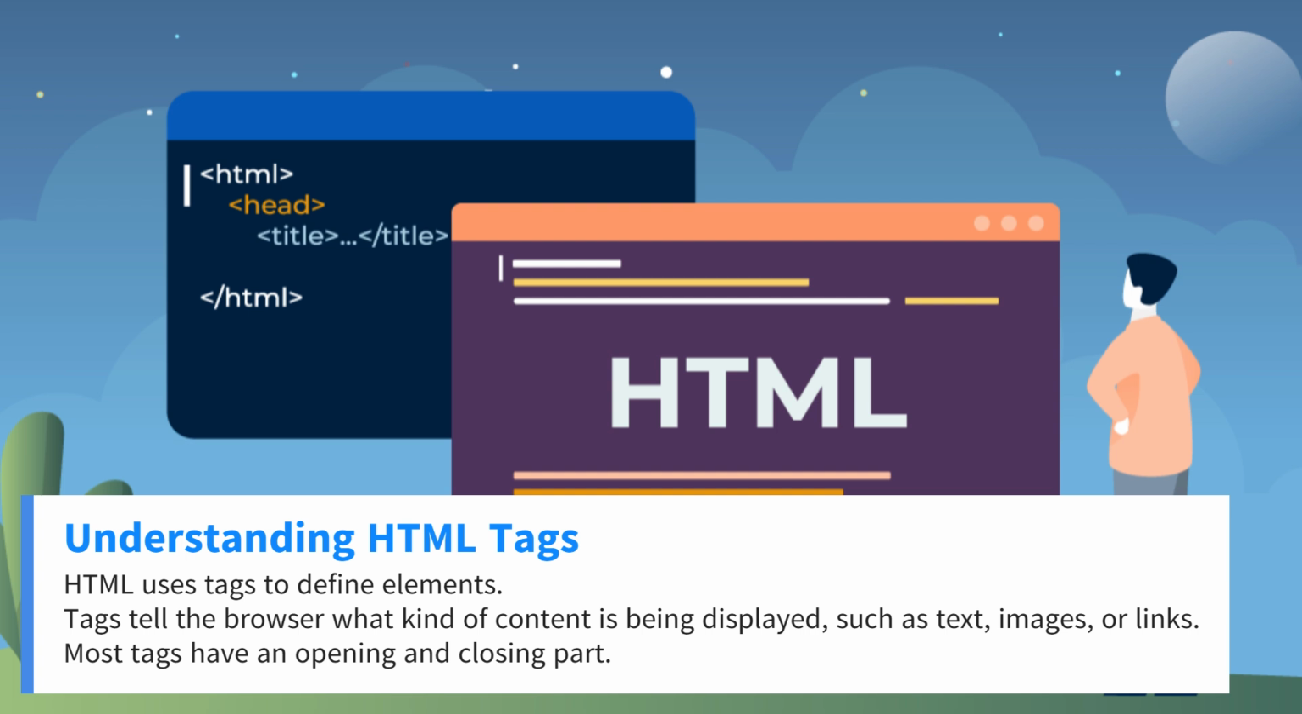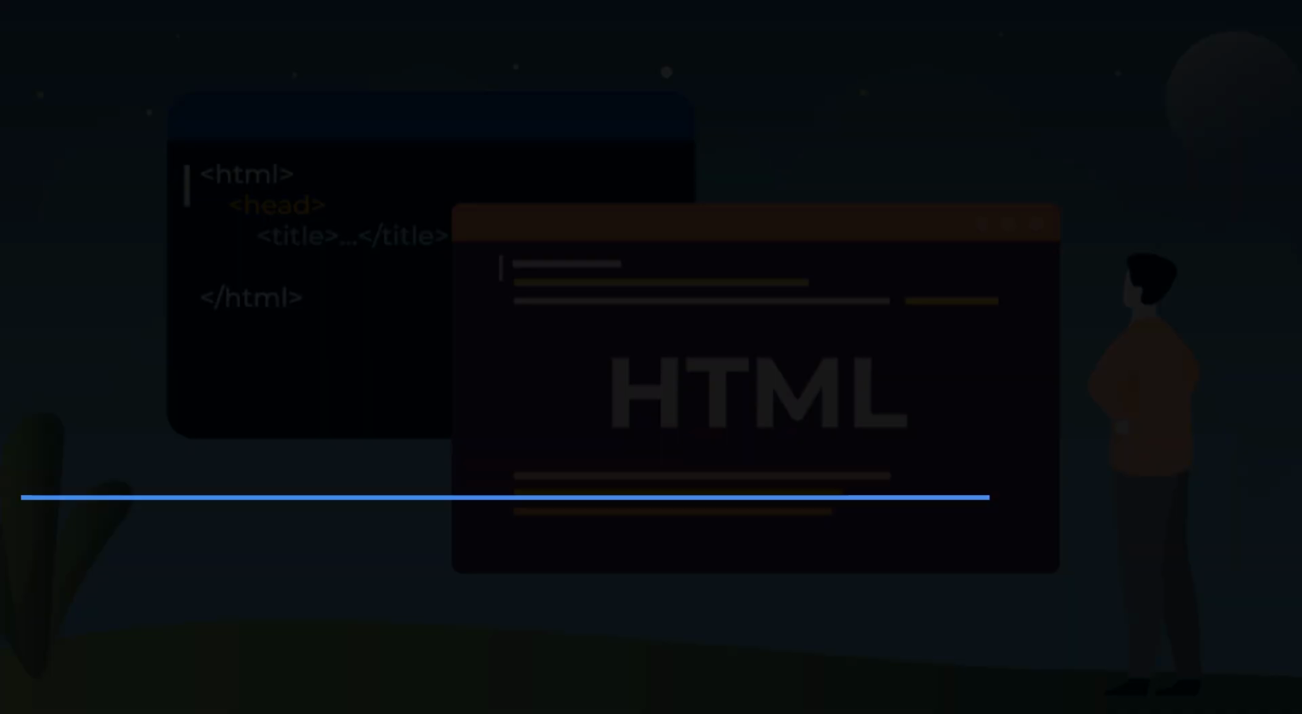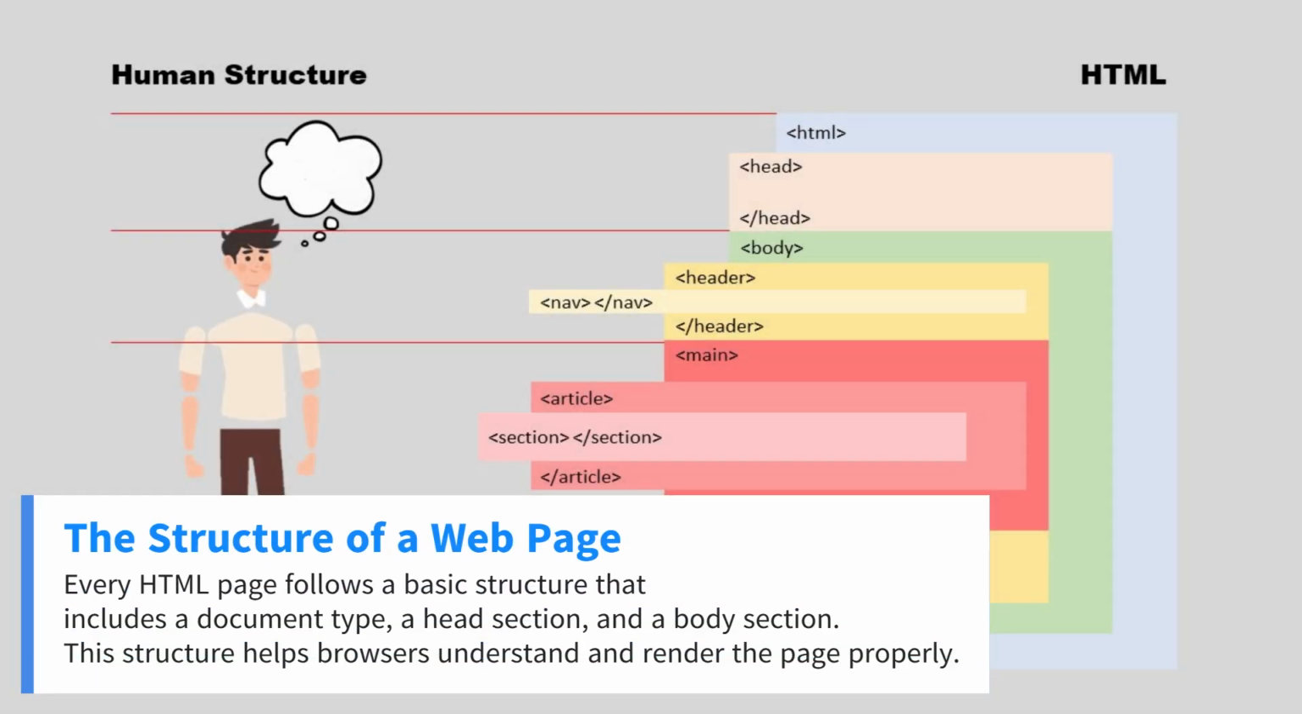HTML uses tags to define elements on a page. Tags tell the browser what type of content is being presented: headings, paragraphs, images, or links. Most tags come in pairs, an opening tag and a closing tag, which wrap around the content to indicate its role on the page. Every HTML page follows a fundamental structure. This structure includes the document type declaration, a head section for metadata, and a body section for all visible content. A well-structured page ensures that browsers can render your site correctly and consistently.